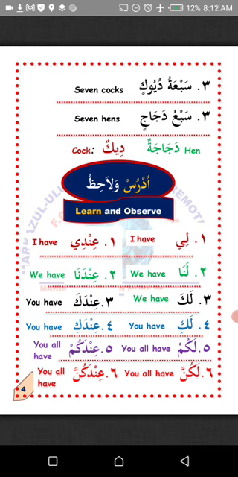For instance, هل عندكن بيت؟ Do you all have a house? نعم عندنا بيت. We have a house. ألكن أب؟ ألكن والد؟ Do you all have a father? نعم لنا أب. لنا والد or لنا abun, we have a father. I hope you understand the principle. MashaAllah.